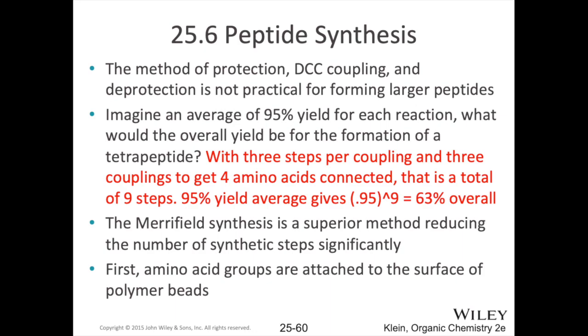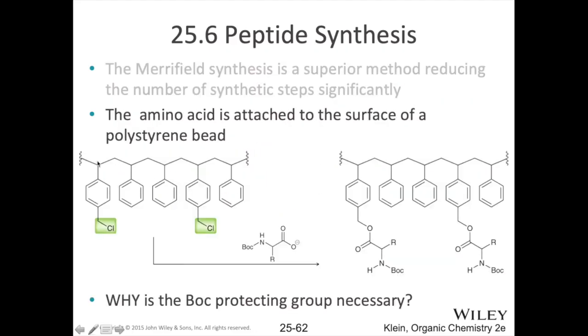Okay, so to do this, you first have to attach your amino acids to a surface of polymer beads. We have beads that are made of a polymer of polystyrene, and they have groups on them that allow your amino acids, in this case a protected amino acid, to attach via the carboxylate end, via that C terminus end.